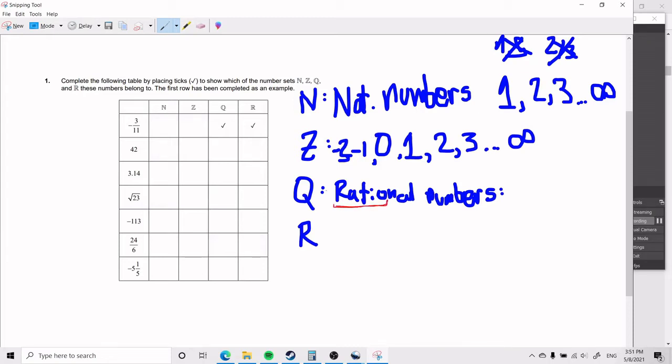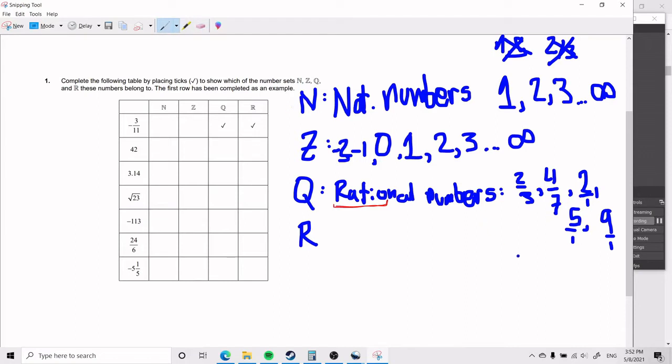This would mean numbers like 2 over 3, 4 over 7, but also numbers like 2, 5, and 9. Why would 2, 5, and 9 be included in this? Because 2 can be written as 2 over 1, 5 can be written as 5 over 1, and 9 can be written as 9 over 1, which would also make it a fraction, or in other words, a ratio. So that is one tricky thing that you have to watch out for.